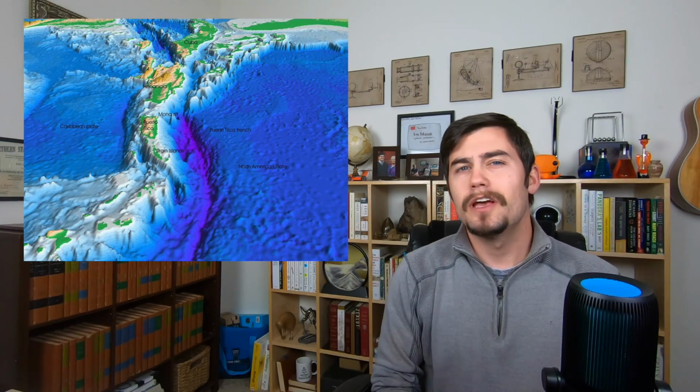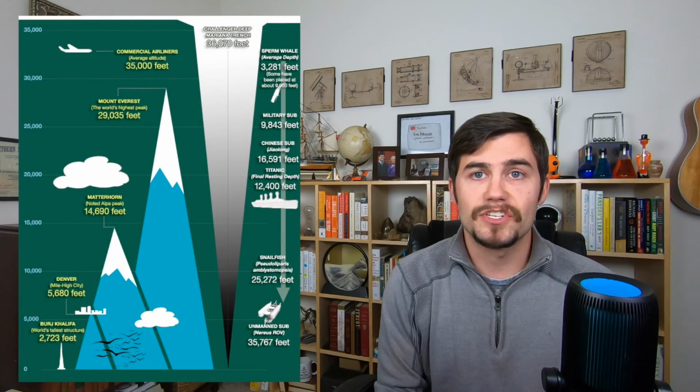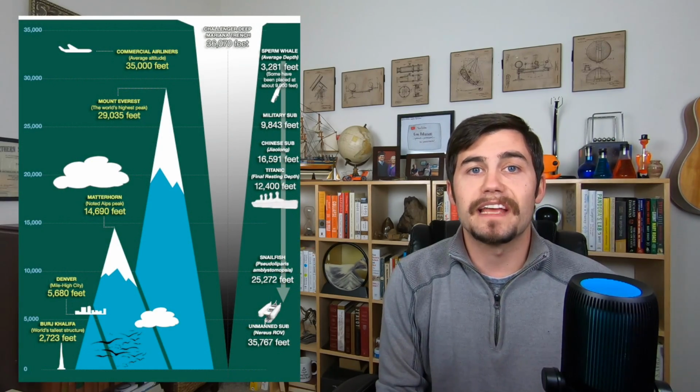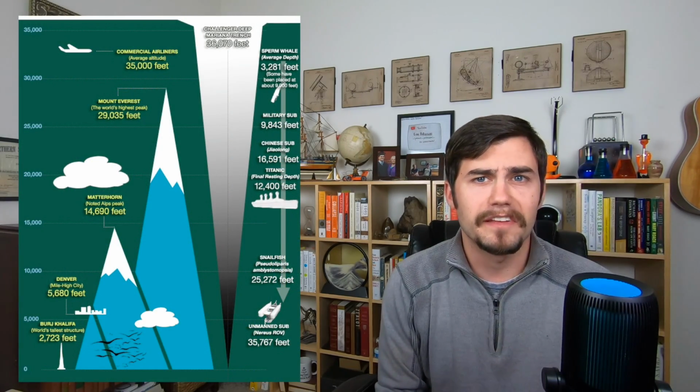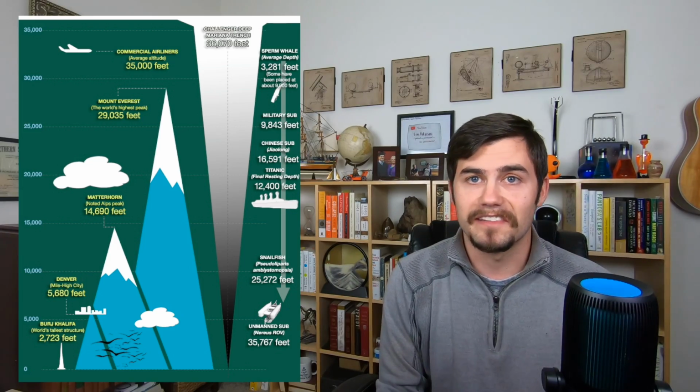Where oceanic plates converge, there are trenches. Most ocean trenches are found in the Pacific Ocean. The deepest trench, the Mariana Trench, reaches a depth of over 11 kilometers, far deeper than Mount Everest is tall.